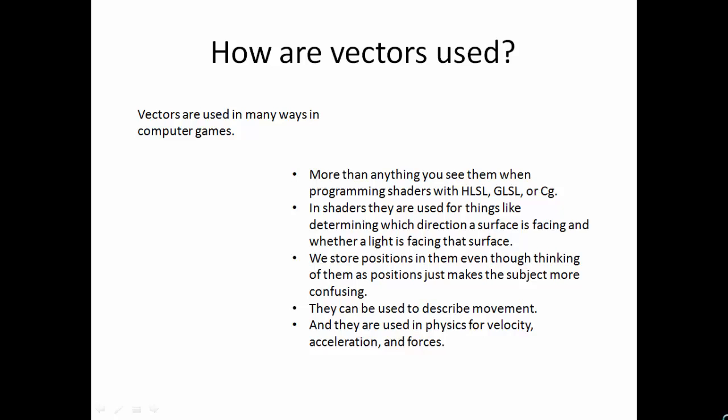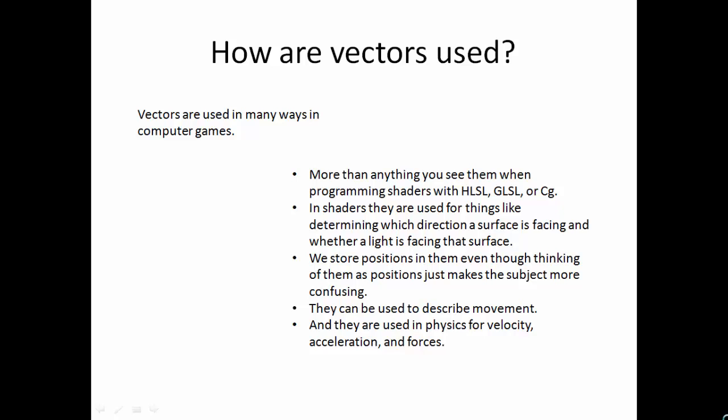In shaders, they're used for things like determining which direction a surface is facing and whether a light is facing that surface. We store positions in vectors, even though thinking of vectors as positions just makes the subject more confusing. We'll get into that later, but at this point I want you to think of vectors as not having any sort of position. It's actually two positions that are relative to one another, which allows us to calculate a direction and an amount. But the position doesn't matter. What matters is the direction and the amount. What direction does the arrow point and how long is it? Where the arrow actually is generally irrelevant. And I want you to be thinking in that way at this point.